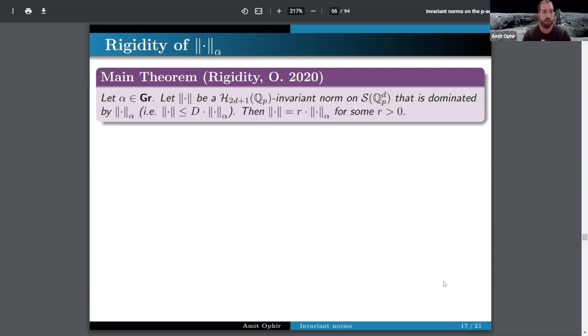And it says the following: if we have an element alpha in the Grassmannian and a norm that is invariant under the Heisenberg group on the space of Schwarz functions and dominated by norm alpha, right? It's just a fancy way of saying that it's bounded from above by some constant times norm alpha, then this norm is a multiple of norm alpha. And so for example, we cannot have invariant norms strictly smaller than these norms alpha.